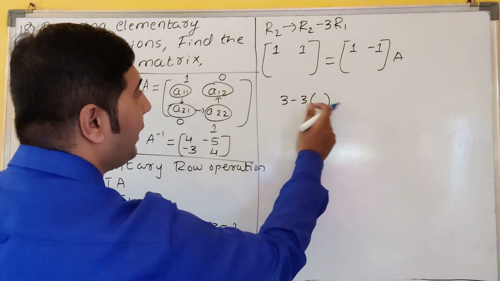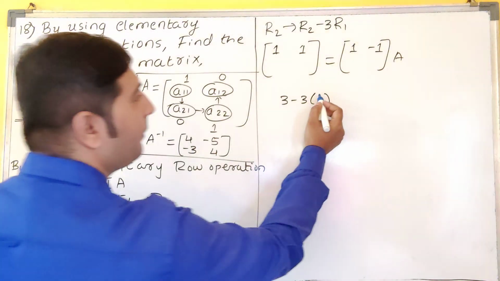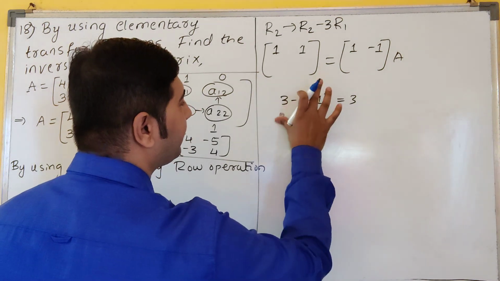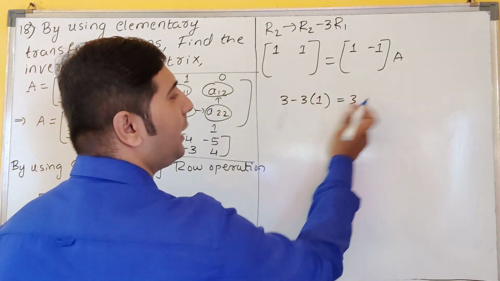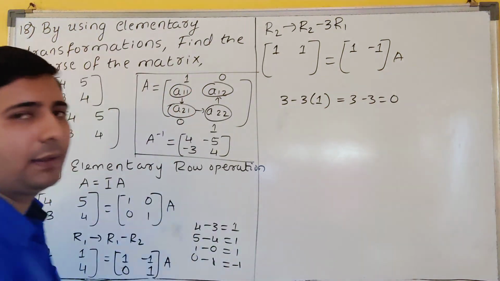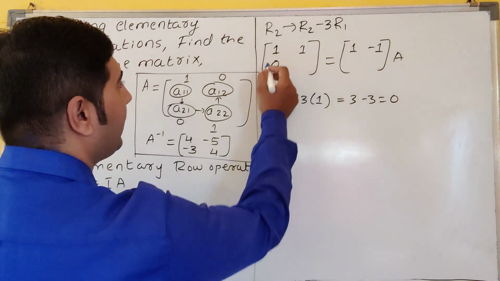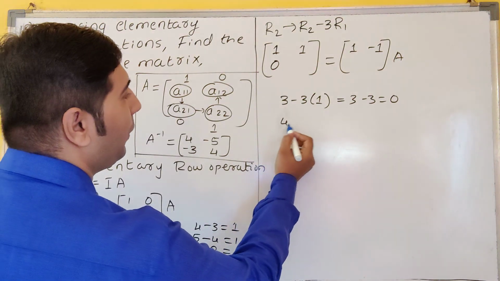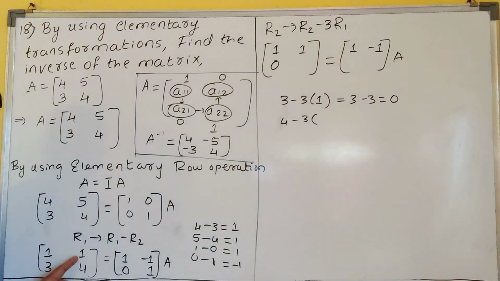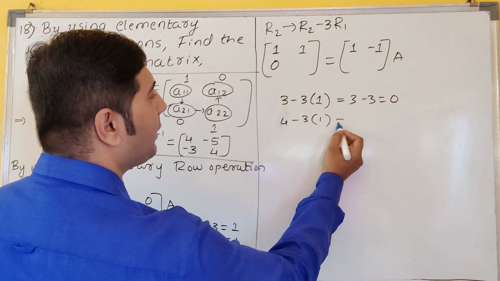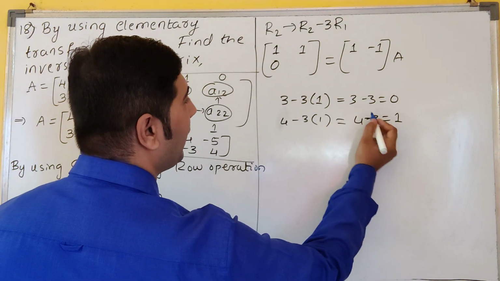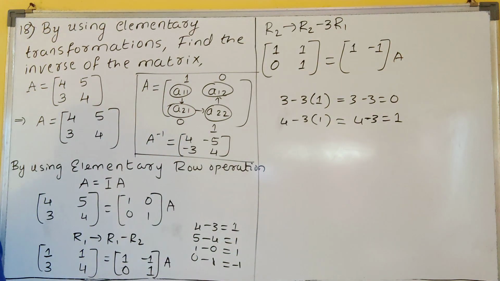R2 is 3. Minus 3 I will write. R1 is how much? Minus 3 into R1. R1 is 1 or not? So 1 I will write. So 3 minus 3 into 1, minus 3. 3 minus 3 is 0, dear students. I can write here 0, which is required for us. R2 is what? 4. 4 I can write, minus 3 into R1, which is 1. How much will we get? 4 minus 3 into 1 is minus 3. 4 minus 3 is 1, dear students. You got 1? Yes.